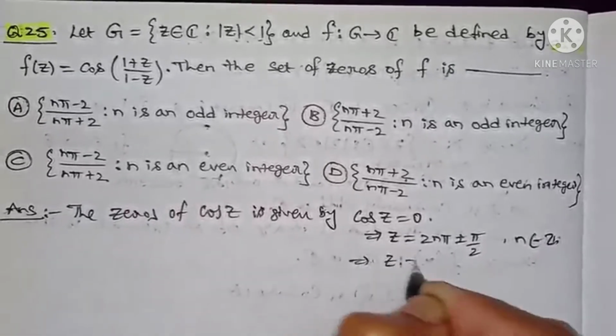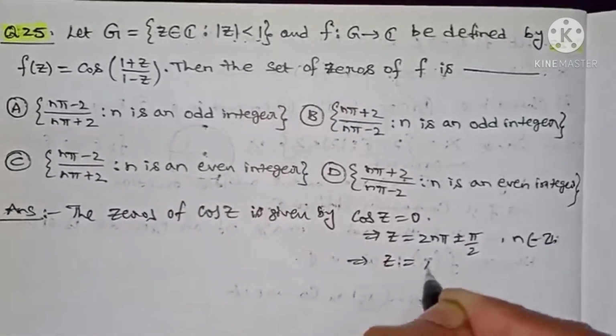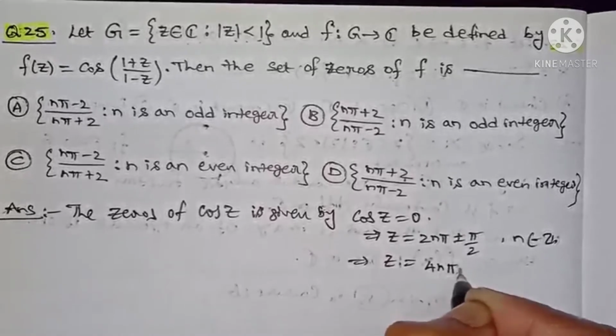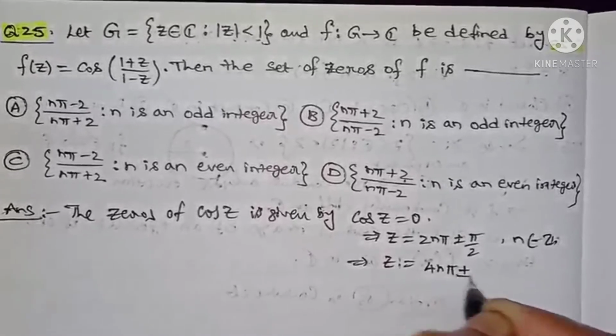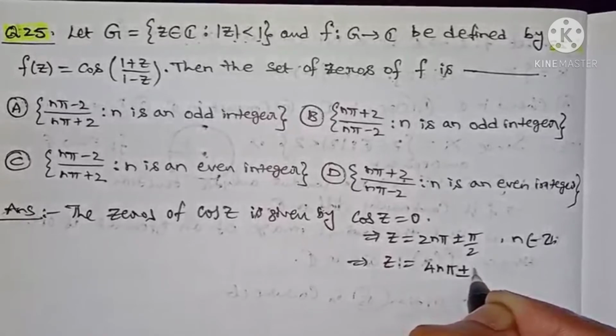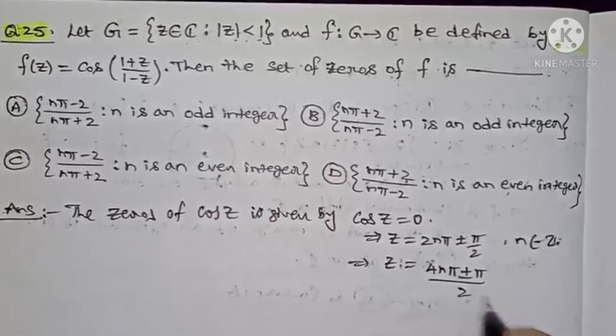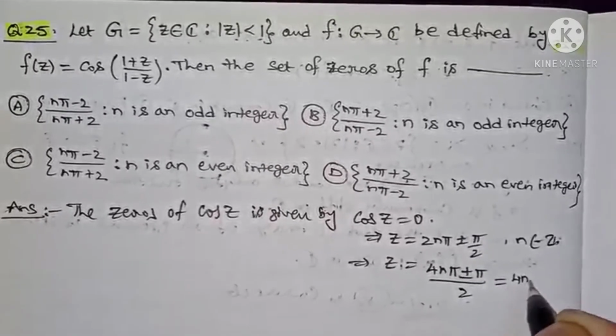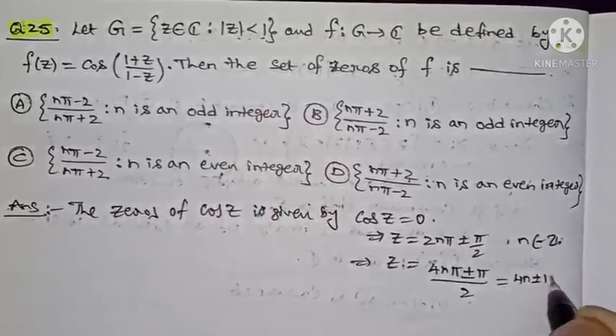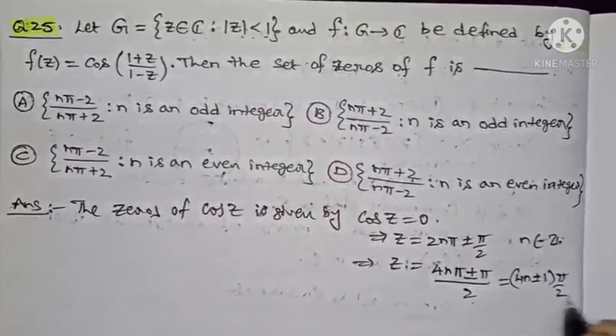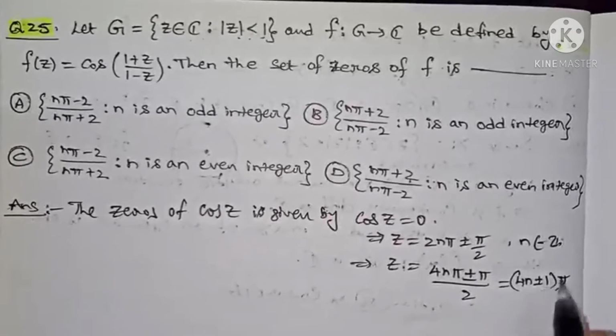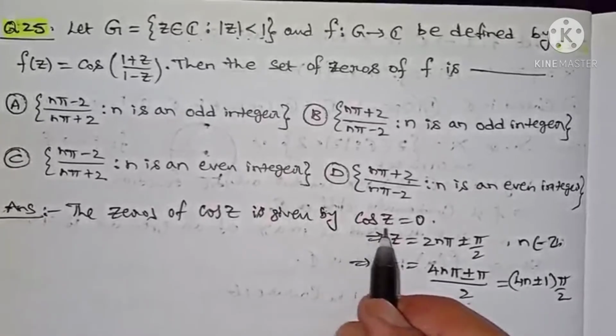So from this we get z is equal to 4n pi plus or minus pi whole by 2. So this can be written as (4n plus or minus 1) into pi by 2. Here n is an integer. So these are the zeros of cos z.